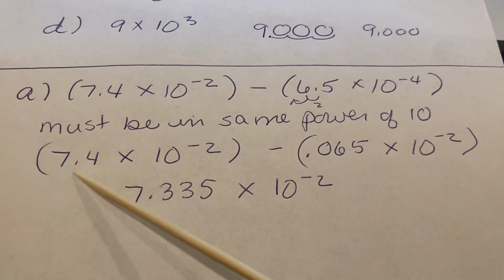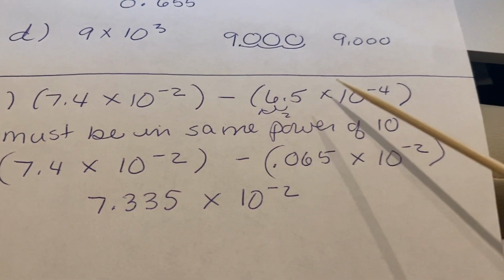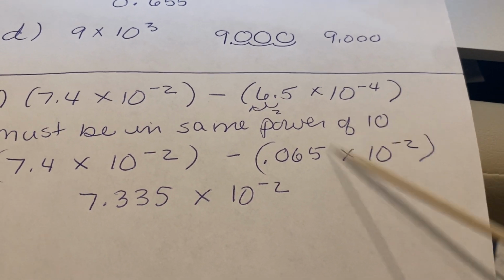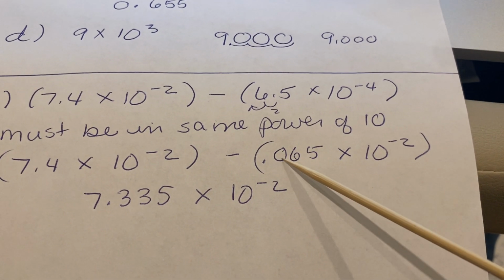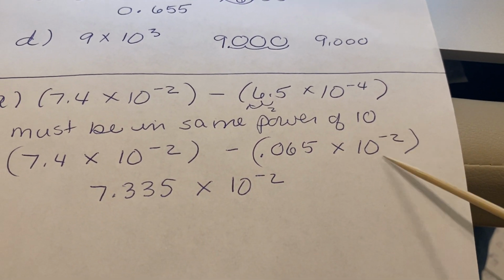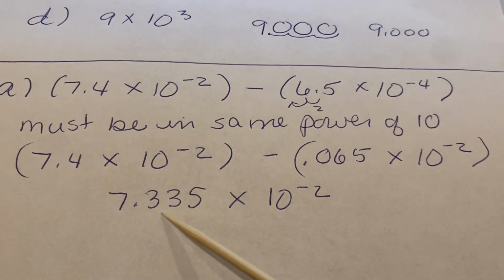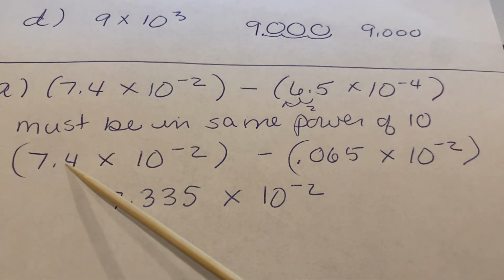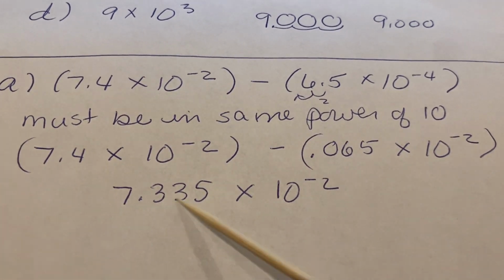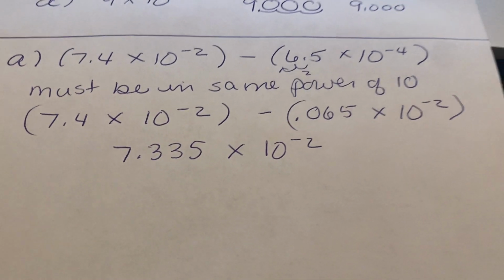So we have 7.4 times 10 to the negative 2. And then we changed this to a negative 2. So we had to move over, so we moved it over 2 more places. So 6.5 moved over 2 spaces here. So we have minus 0.065 times 10 to the negative 2. Now we have 7.335, because if you subtract 7.4 minus 0.065, you'll get 7.335 times 10 to the negative 2. That would be the answer. Okay?